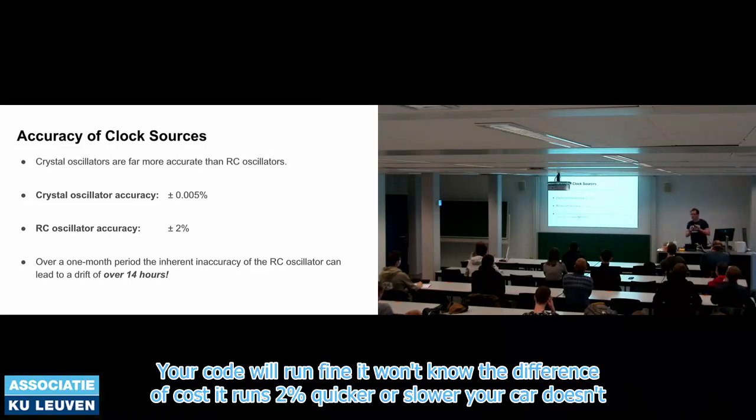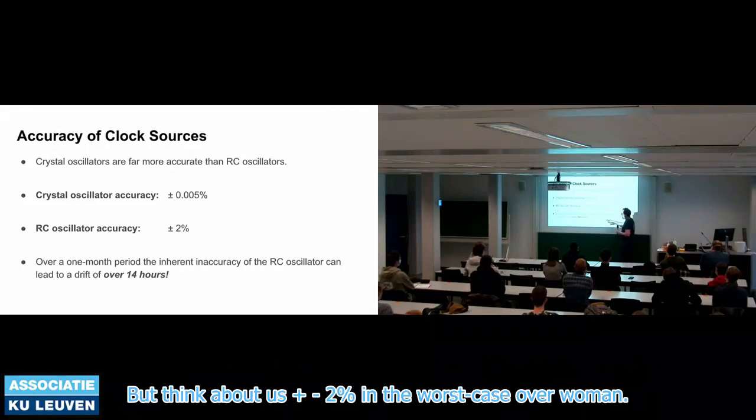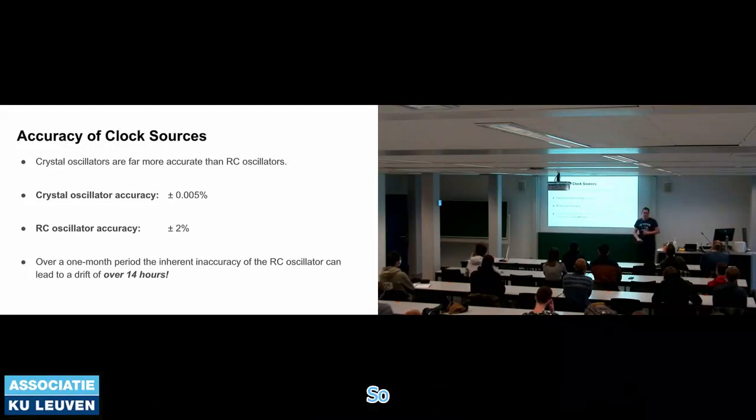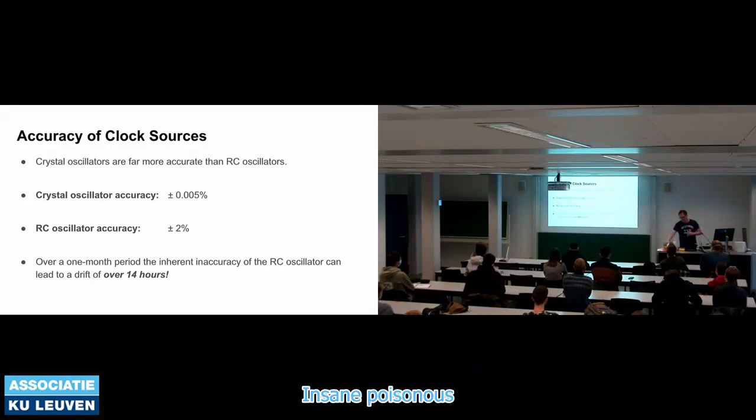Again, your code will run fine. It won't know the difference, of course, if it runs 2% quicker or slower. Your code doesn't know. It's all about things you're interacting with or stuff happening in the real world. That's where the problems come from. But think about this, plus minus 2%. In the worst case, over a one-month period, that RC oscillator is going to drift by 14 hours. So plus minus 2% might not seem like a lot, but if you have a long-running system, it quickly leads to insane craziness.